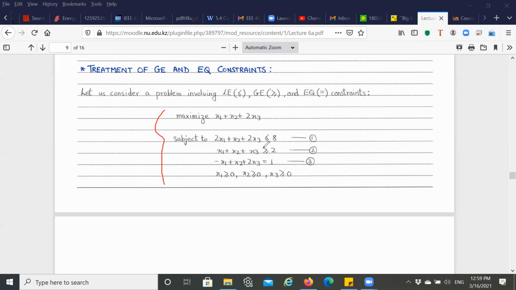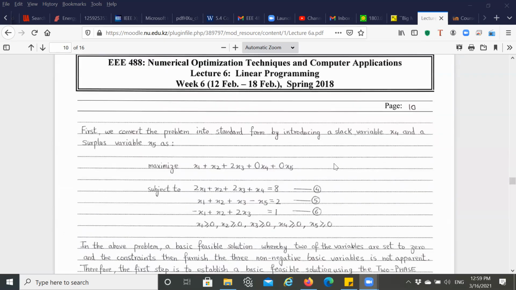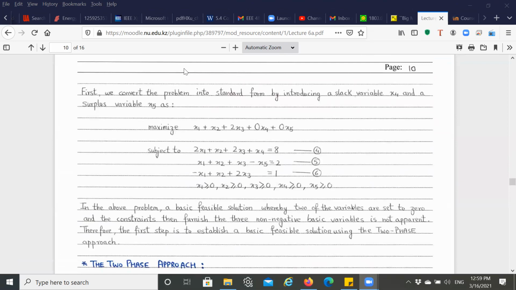Less than equal to, you add a slack variable. Greater than equal to, you subtract a surplus variable and add an auxiliary variable. Equality, you just add an auxiliary variable. All right, we have discussed this earlier. So if you write it in the standard form, this is exactly what you would get.